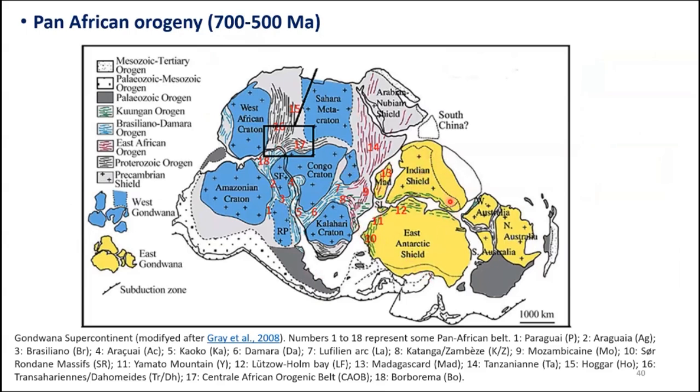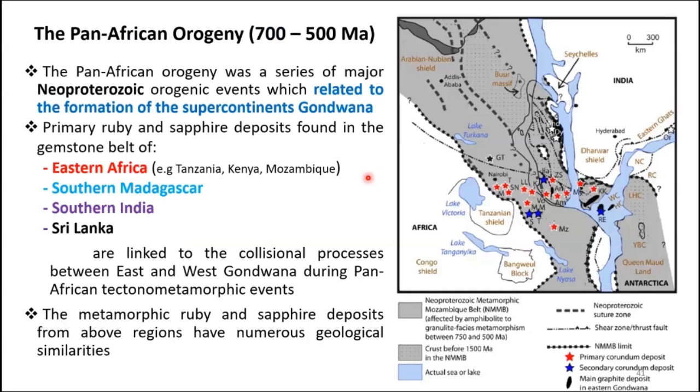During that, east and west Gondwana collided, producing a mountain belt here. So Sri Lanka, this southern part of India, the southern part of Madagascar, and the eastern part of Africa were a continuous mountain belt during that time. So now, most of the ruby and sapphire bearing corundum deposits we can identify in these countries. If you date them, those rocks in those regions mainly lie at ages around 550 to 500 million years.